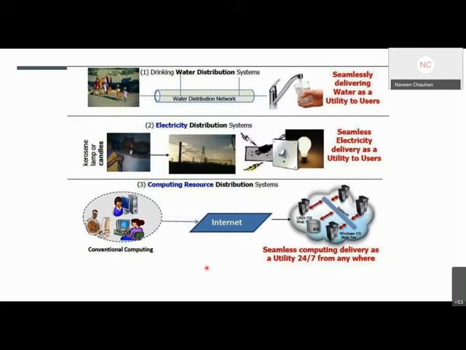Likewise, in earlier times, the people used to have the kerosene lamp or the candles in order to light up their houses to do their daily tasks. So with the help of the electricity distribution system, whether you are talking about some remote villages, or some towns or cities or metros for that matter, ultimately we have ended up with the seamless electricity delivery system.